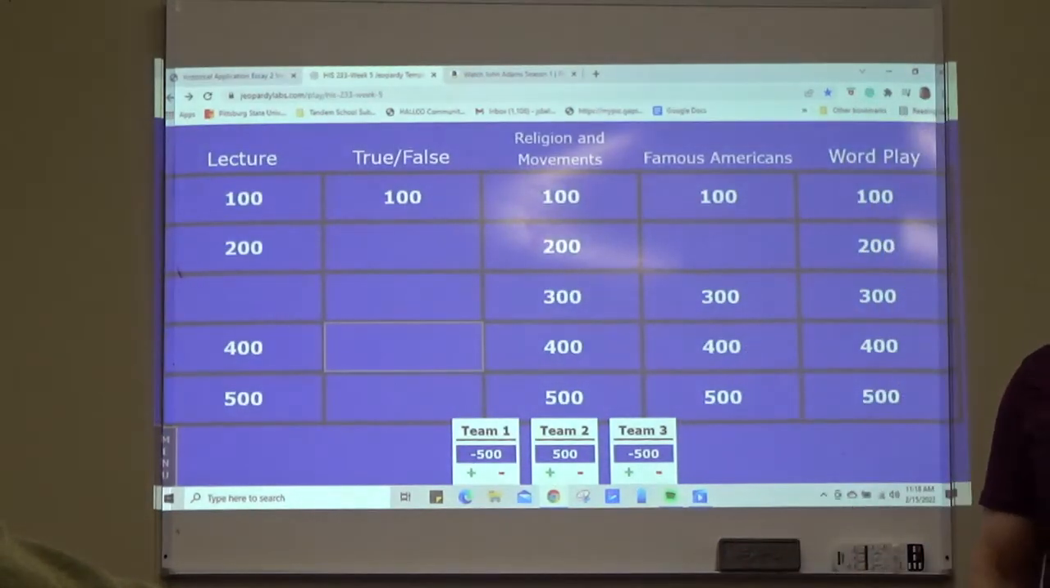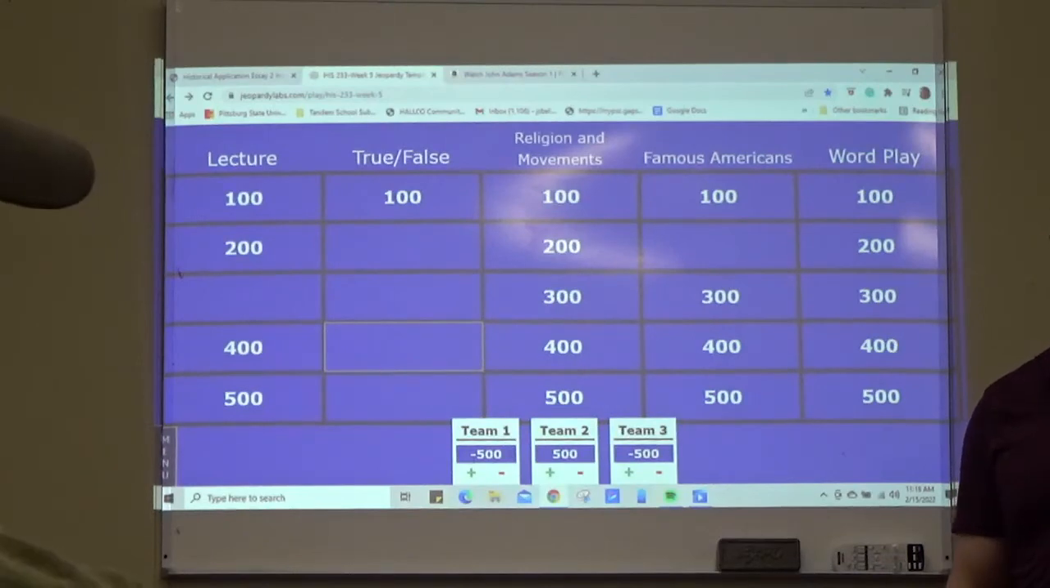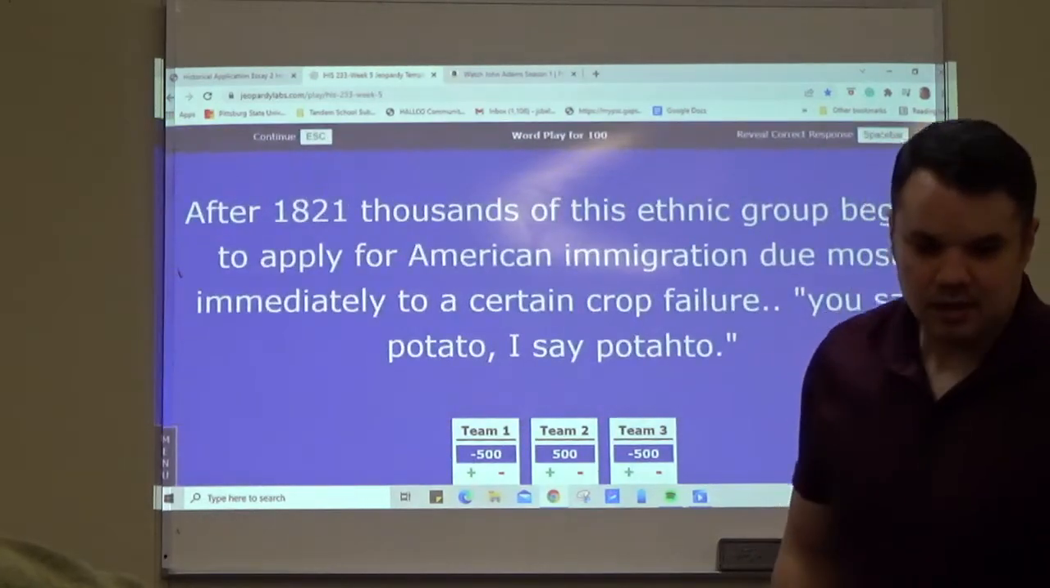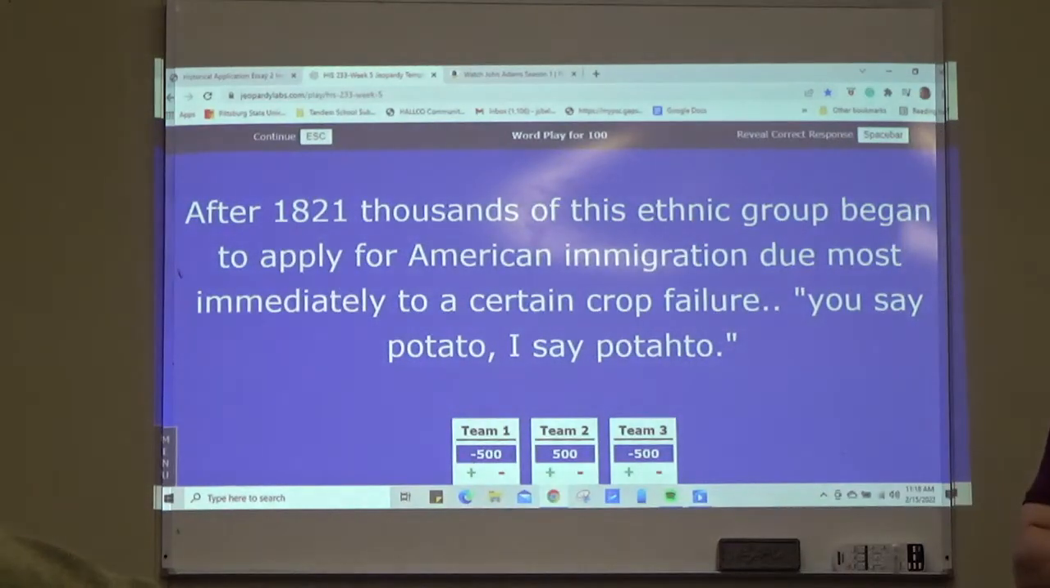Alrighty, Team 2. Let's do wordplay 100. After 1821, thousands of this ethnic group began to apply for American immigration due most immediately to a certain crop failure. You say potato, I say potato. Wordplay, so it's a bit of a joke in there.